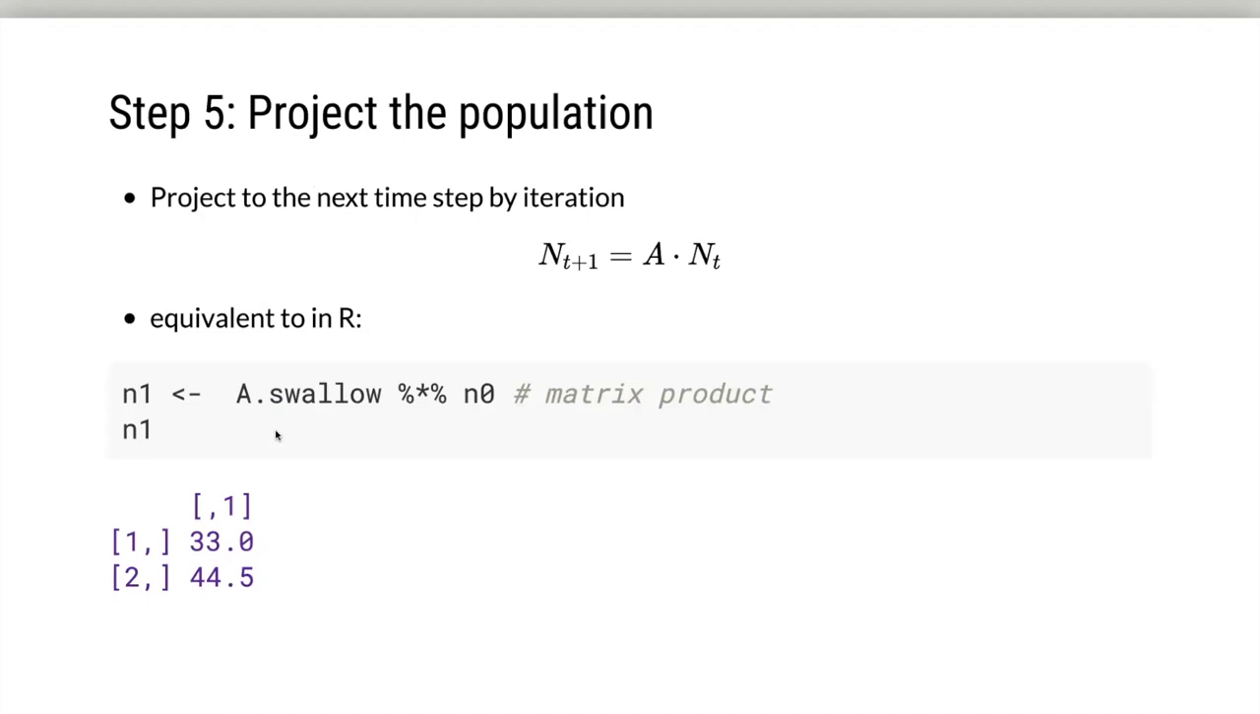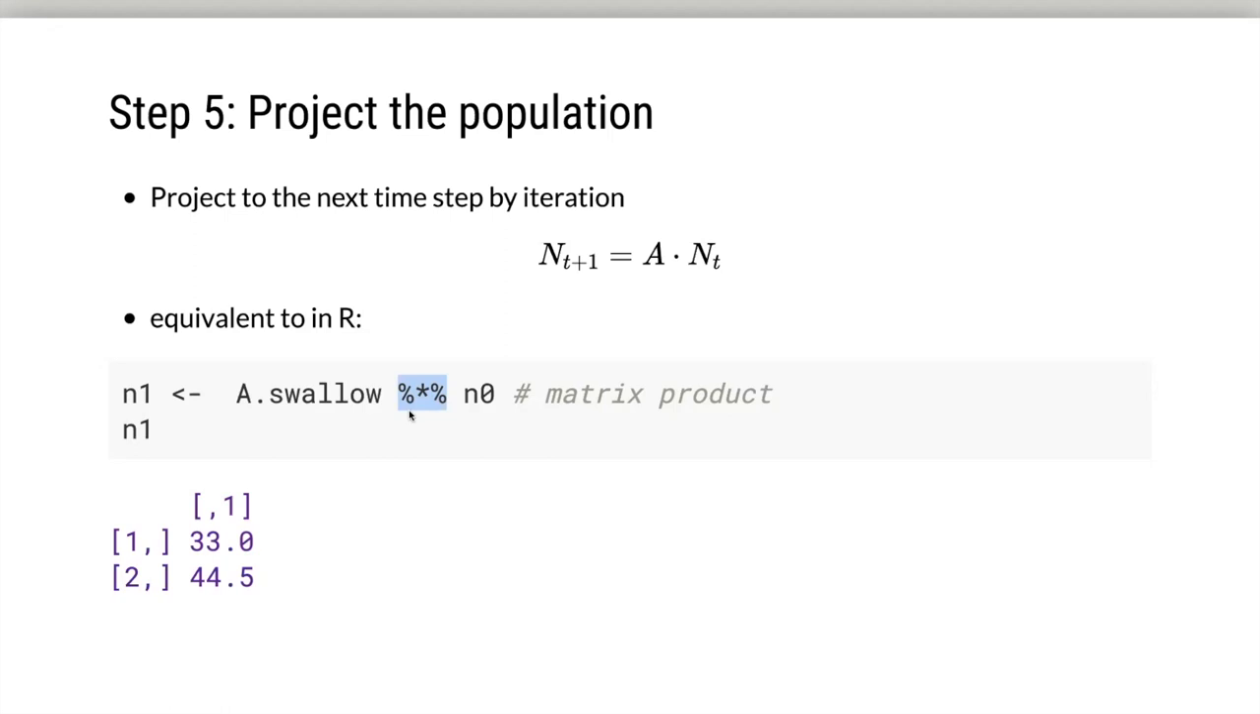We project the population to the next year by multiplying the number of individuals in the population at time t times the Leslie matrix that is usually denoted A. So in R, that would be multiplying the swallow Leslie matrix by the initial population size to get the population size at the next time step. So be careful here, when you do a matrix product in R, it's percent star percent. So we make sure you multiply the juveniles by the right parameters in the matrix and the adults also by using a matrix product.